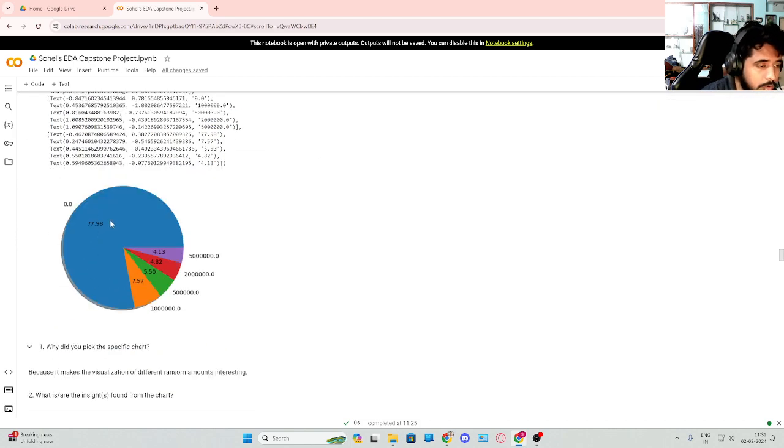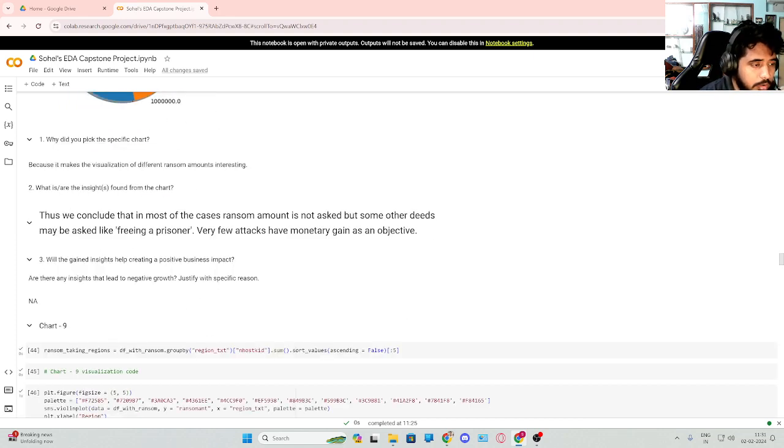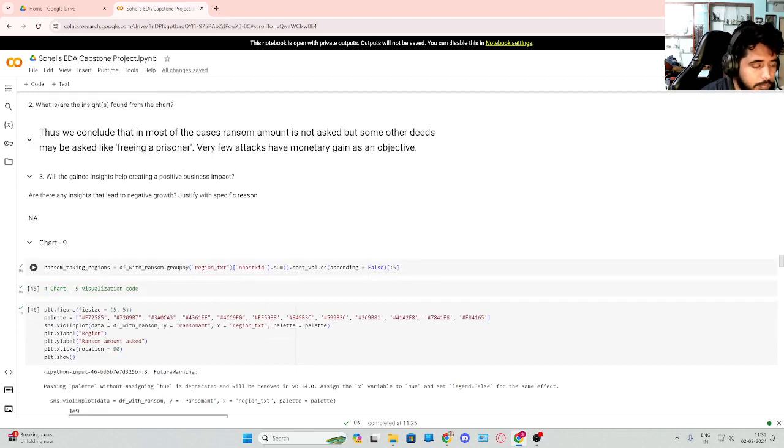So mostly no ransom is asked because it is not always about the money. Then 1 million, 10 million ransom, then 5 million, like that. So we conclude that in most cases a ransom amount is not asked, but some other deeds may be asked, like freeing a prisoner. Very few attacks have monetary gain as the objective.